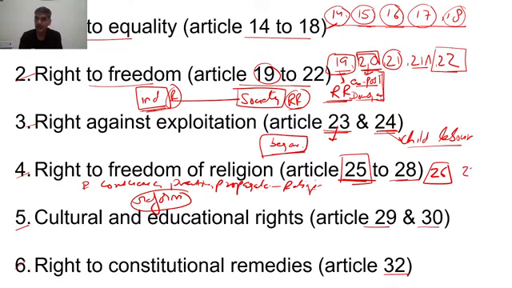Similarly, Article 27 prohibits the state from imposing any tax, the proceeds of which will go for the promotion of any particular religion. It can be used for the promotion of all the religions, but no particular religion, because our state is a secular state and it does not have any official religion of its own. Otherwise, what happens is, suppose your state has an official religion like Hinduism. That means all those people who are not Hindu have to pay a tax for living in India, because India is a Hindu nation.